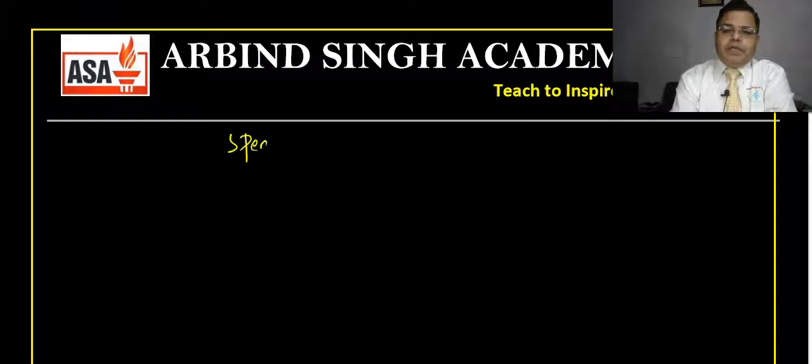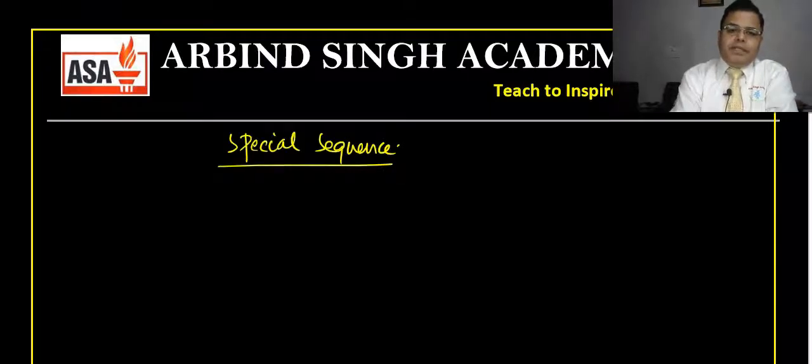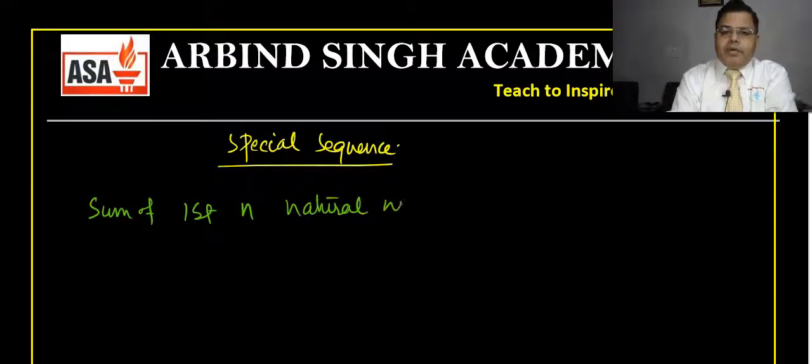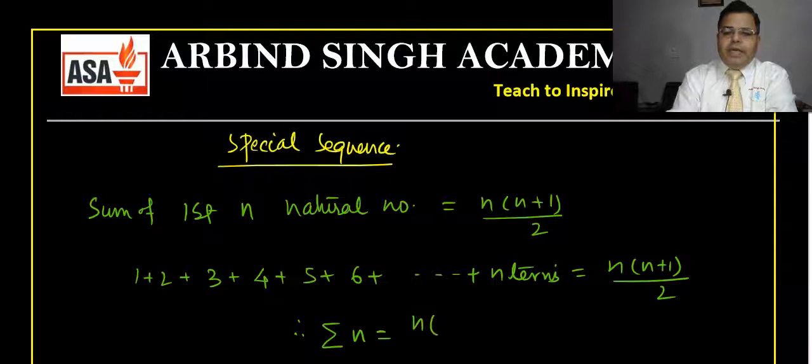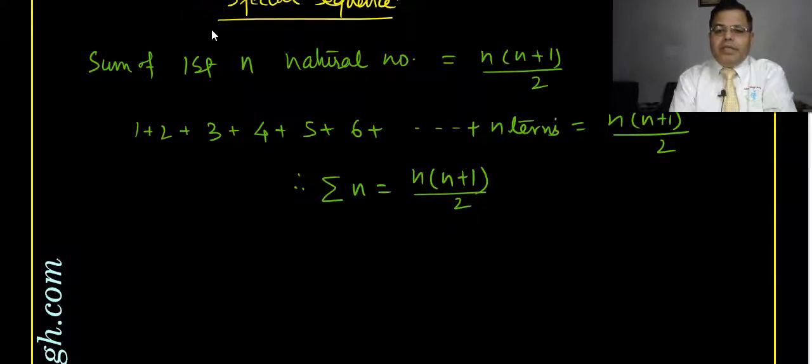So, a special sequence. In this one, there are some key formulas which you have to learn. The first thing you need to learn is the sum of the first n natural numbers, which is n into n plus 1 by 2. That is 1 plus 2 plus 3 plus 4 plus 5 plus 6, like this up to n terms, and the sum will be equal to n into n plus 1 by 2. This can also be represented as sigma n. So sigma n is equal to n into n plus 1 by 2. We will consider sigma n to mean the sum of n natural numbers, where n goes from 1 to n. This is called sigma n.